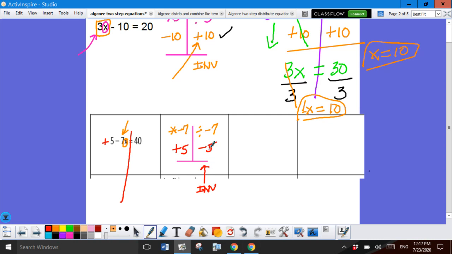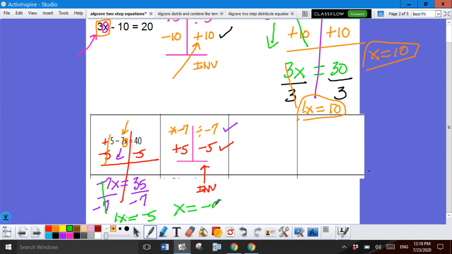So I'm going to start with minus 5. This is my first step. So minus 5, minus 5. Again, cross out that first piece. Drop the negative 7x. Now 40 minus 5, that gives me 35. Okay, we're moving to the next step. It says divide negative 7. Again, divide both sides and cross out. So 1x equals, or x equals, 35 divided by negative 7 is negative 5. So x equals negative 5.